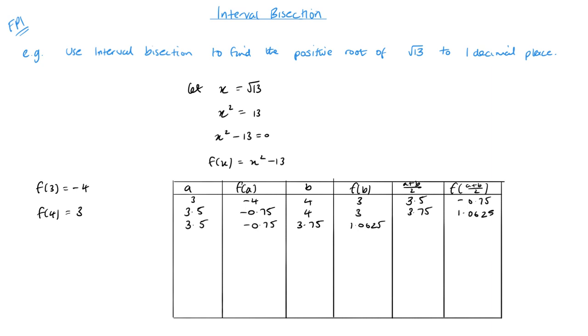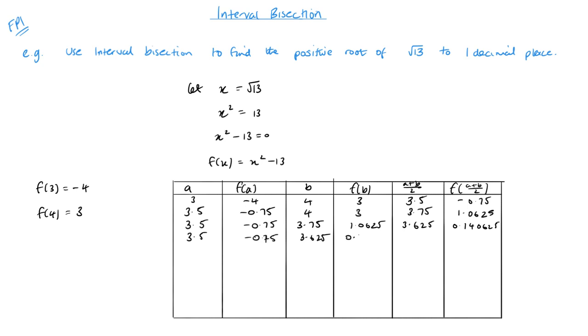Now I add those two up and divide by 2, and that gives me 3.625, which I then substitute into f of x, and that gives me a positive value of 0.140625. So it must lie between this one and my 3.5, not this one and my 3.75, because they're both positive. So it lies between 3.5 and 3.625.